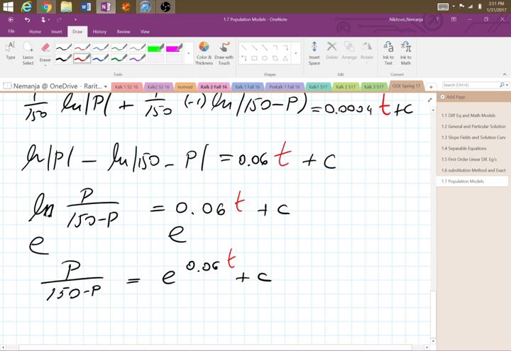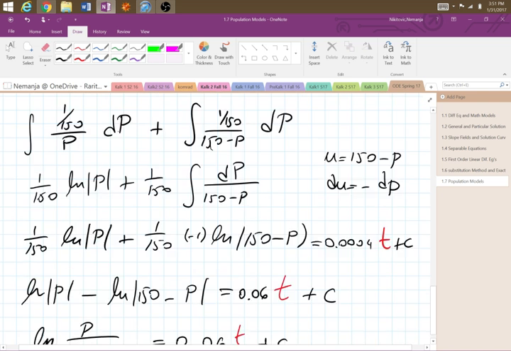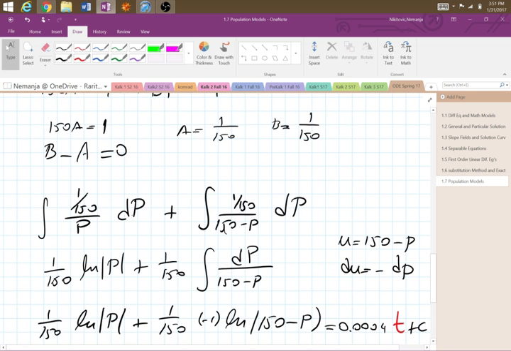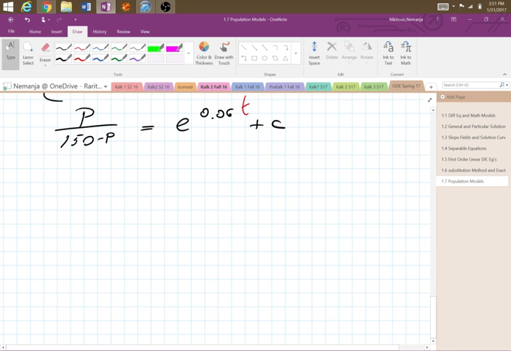So all we need to do now is to write this all as P equals everything else, and you achieve that by cross multiplying, breaking the terms, moving the P terms to the left, factoring the P out, and then you get the logistic equation. Let's do that.